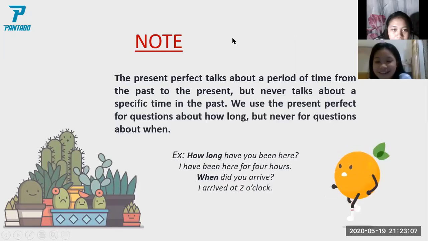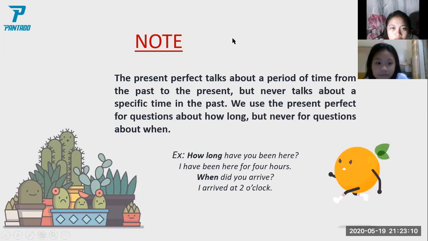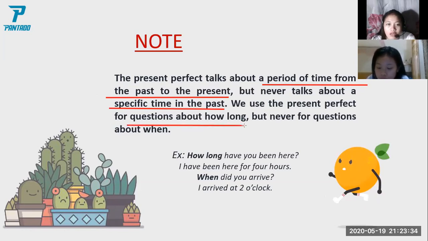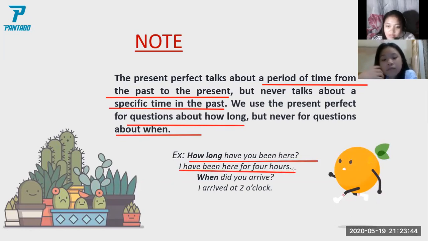Okay, so that is the present perfect. Take note about this: it doesn't tell about the specific period, it talks about the period of time from the past to the present, but it doesn't tell about the specific time in the past. We are using the present perfect for questions about how long, but never questions about when. How long have you been here? I have been here for 4 hours. It doesn't question what time or since what time. It just questions for how long. When did you arrive? I arrived at 2:00.